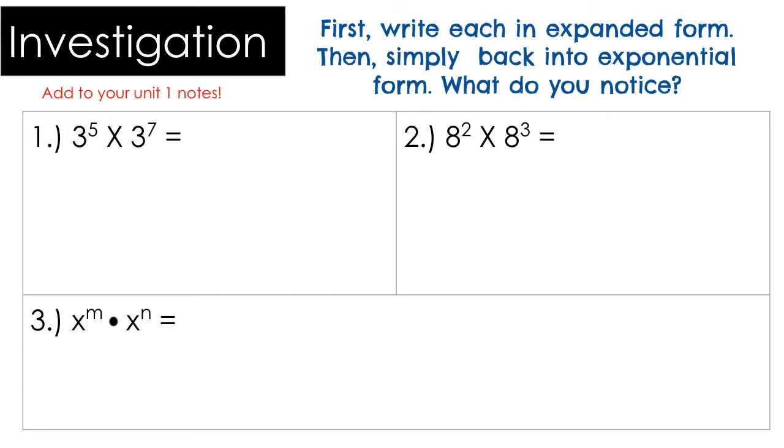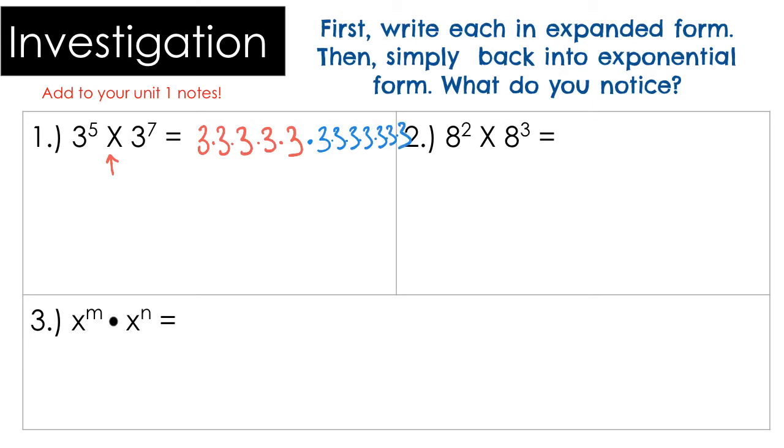First off, let's take a look at this quick investigation. It says first write each expanded form and then simplify back into exponential form. Well, what do we notice? So first off, we have 3 to the 5th power. That is 3 times 3 times 3 times 3 times 3. And then this is multiplied by 3 to the 7th power. So multiplied by 3 to the 7th, that's 1, 2, 3, 4, 5, 6, 7. A little crammed here, but that's okay.